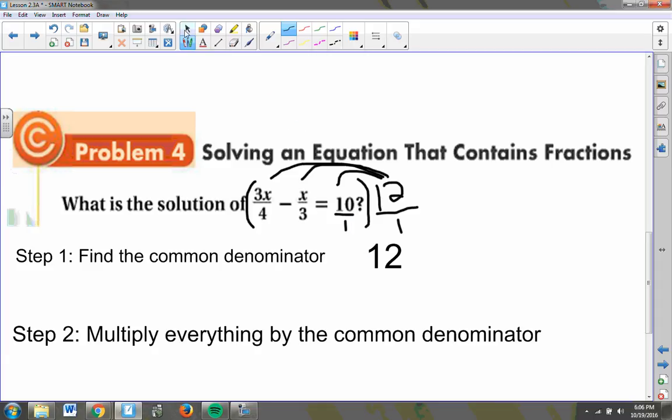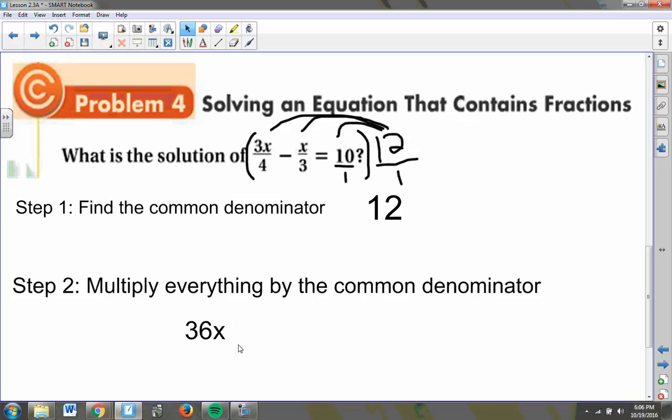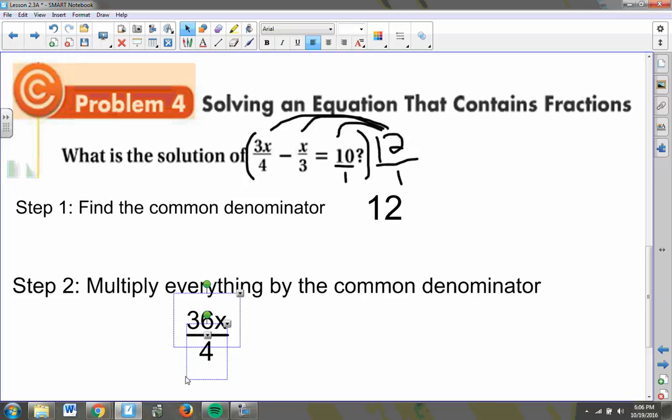So that first piece is 3x over 4 times 12 over 1. Well, 3x times 12 on the top will be 36x. And then the bottom of that fraction is 4 times 1, which is just 4. So there's my first fraction, 36x over 4. My next fraction is x times 12 on the top, which is going to be 12x. The bottom is 3 times 1, which is 3. And there is a minus sign in between these two.